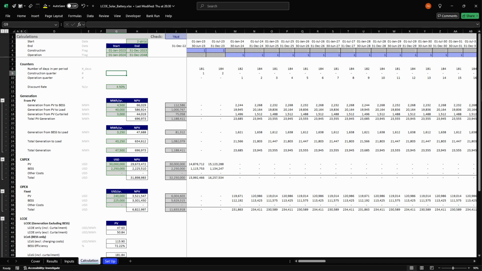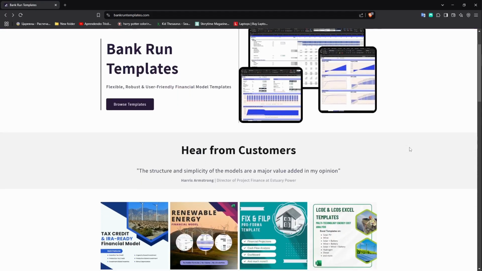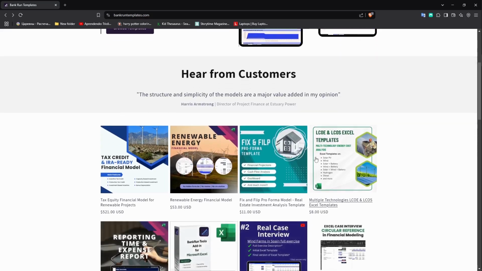If you're into financial modeling, energy markets, and now even into Bitcoin mining, make sure to stay tuned. To kick things off, today's video is all about the levelized cost of storage.